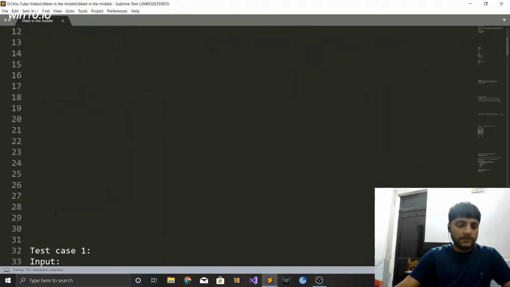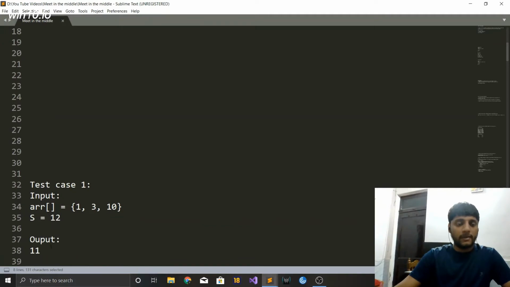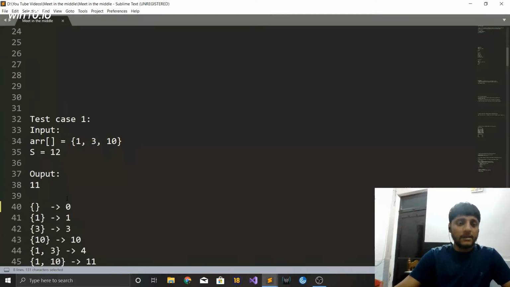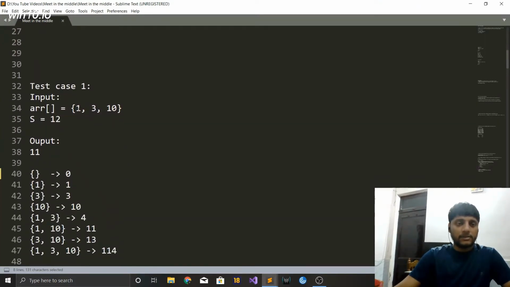Test case 1: you're given the input array 1, 3, 10 and S is 12. The output for this would be 11. Why is the output 11? Let's generate all the subsets of this array. There are 3 elements, so total possible subsets are 2 raised to power 3, that is 8. Here are all the possible 8 subsets, and corresponding to each subset, I have written the sum of the elements in that subset. We are required to find the maximum sum subset having sum less than or equal to S. The maximum sum less than or equal to S here is 11. Hence the answer is 11.